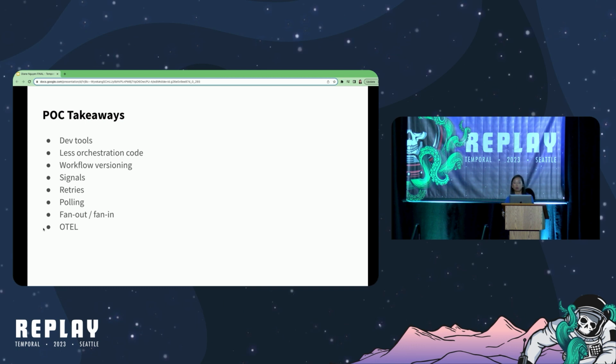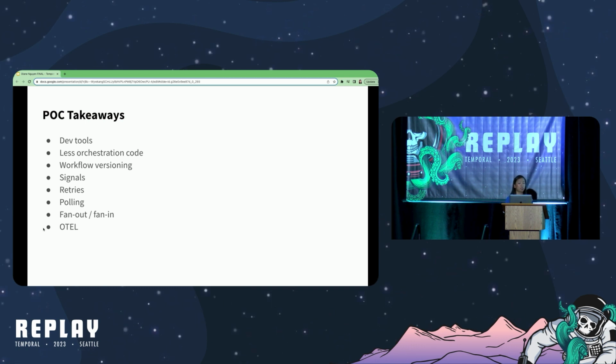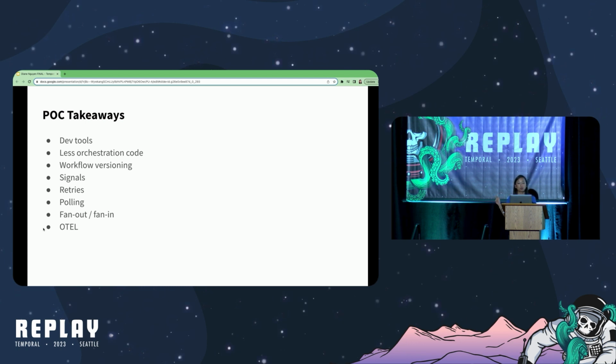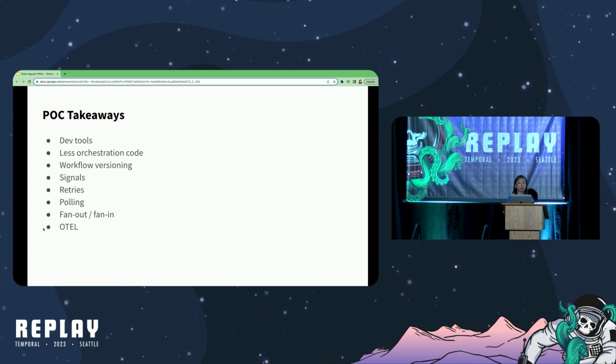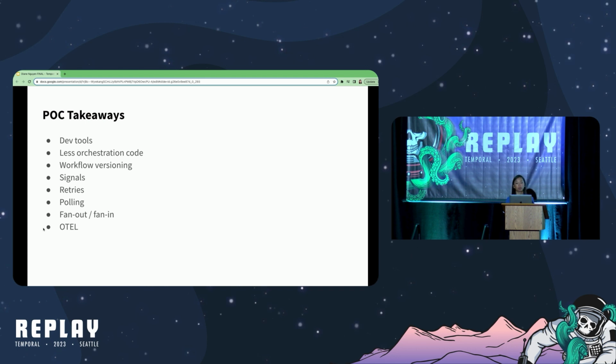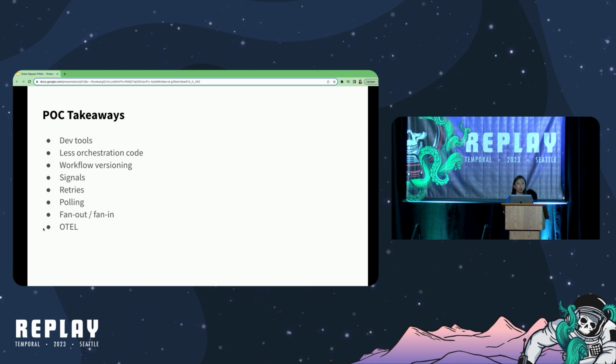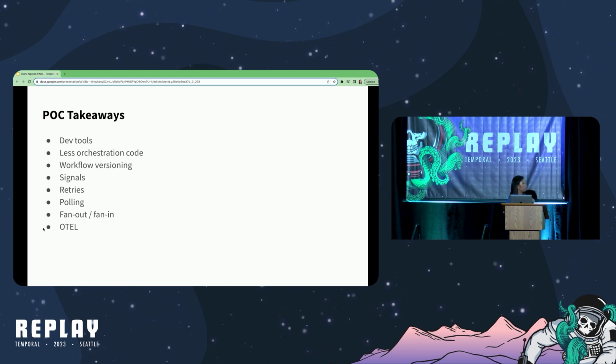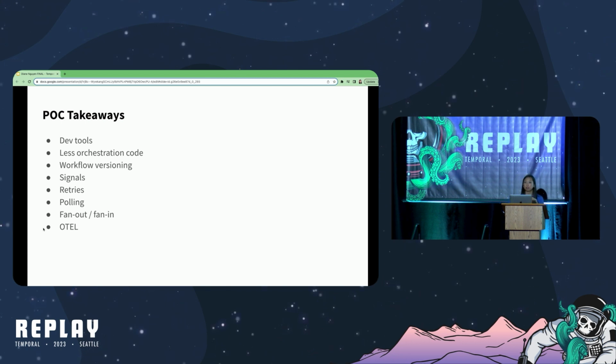We also learned that we can use Temporal signals to pause or trigger custom logic in workflows. Retries of workflows seem to be infinite depending on how you configure it. And in the case of the integration space, we can sleep and resume workflows and also implement infinite polling. We can also fan out events with child workflows and fan in events with conditions and signals. And then also we found out that OTel was supported as an interceptor.